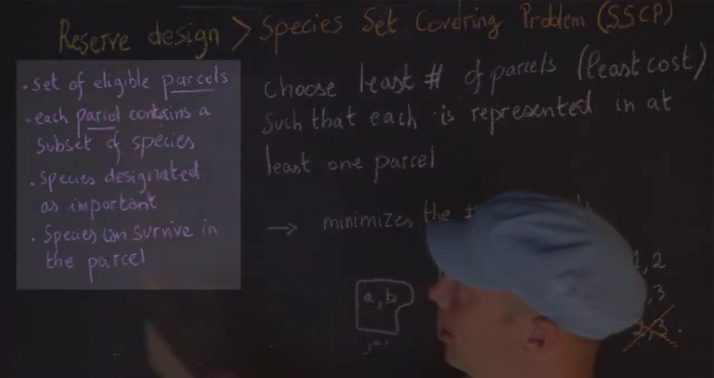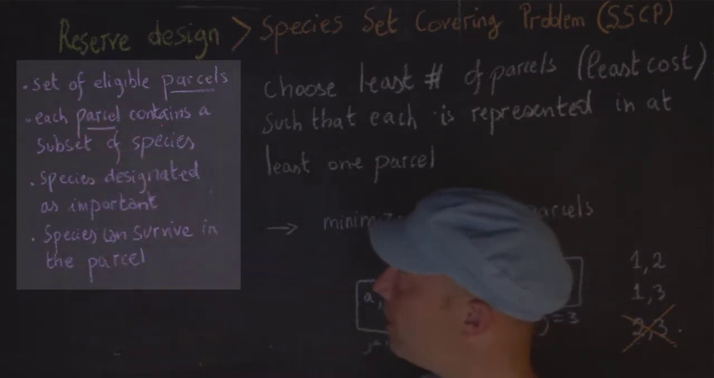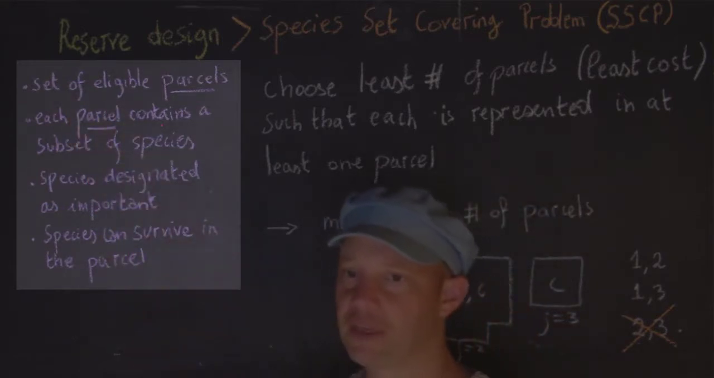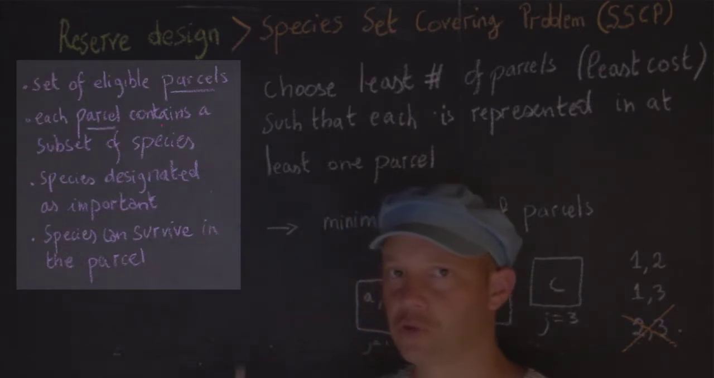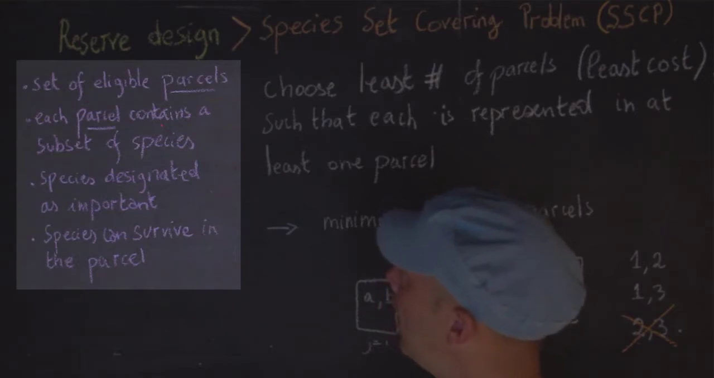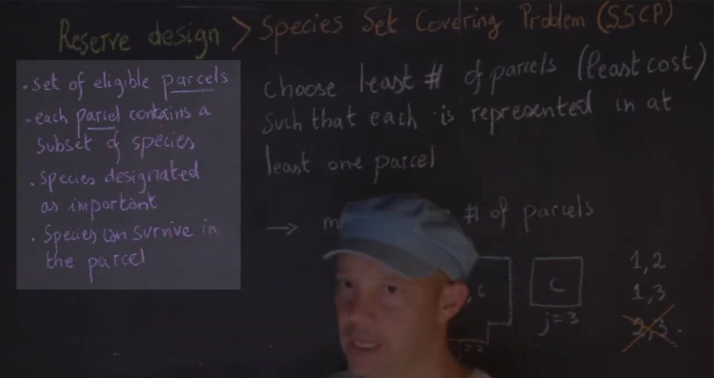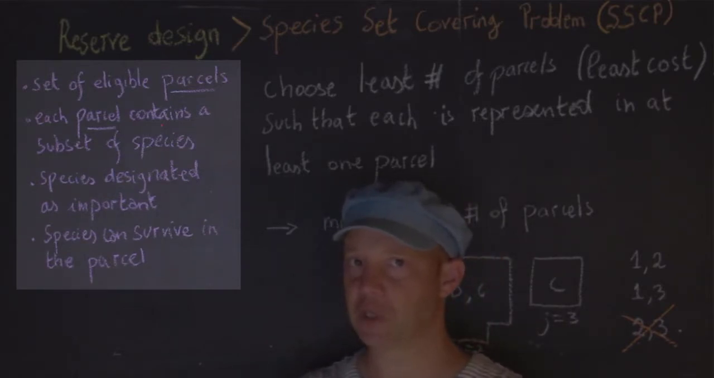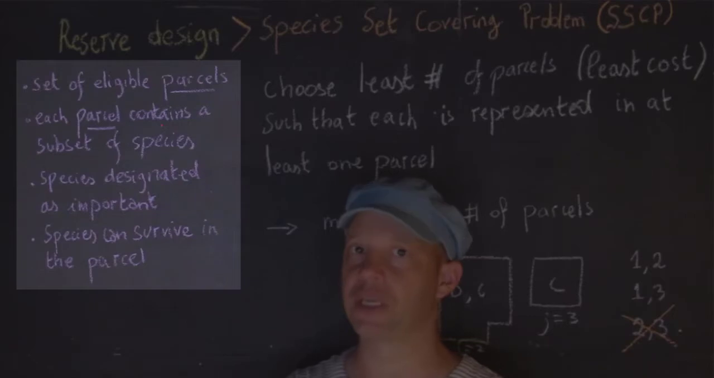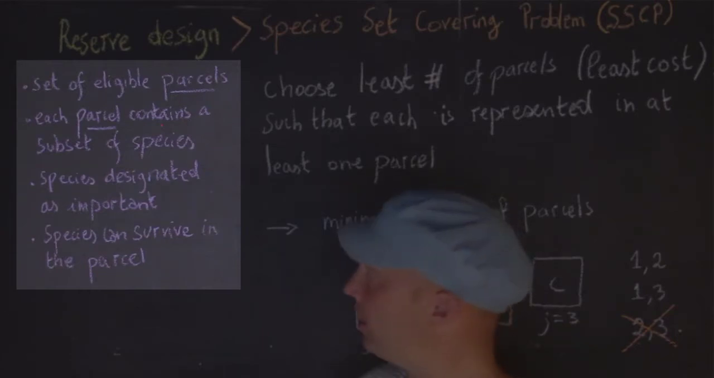In a given area, which typically is your study area, you must have a set of eligible parcels. Okay, if you don't have any parcels that can be set aside for preservation, then there is no point to even try to optimize anything, right? Each parcel contains a subset of species. So it's one thing to have a parcel, but if that parcel, let's say, is absolutely not suitable for biodiversity, then probably it's not even worthwhile to put that into the model.